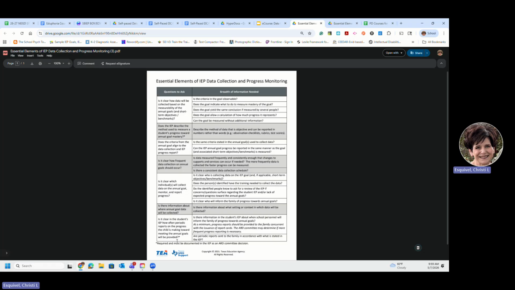And then the final question, is it clear in the student's IEP how often periodic reports on progress the child is making towards meeting annual goals will be provided? So is there information about when we'll provide information to the family? Think about the checkbox in section 6 for each goal where it says concurrent with the issuance of report cards. And then are periodic reports sent to the family in accordance to what's stated in the IEP?